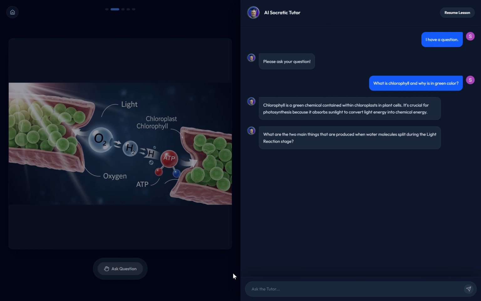What are the two main things that are produced when water molecules split during the light reaction stage?